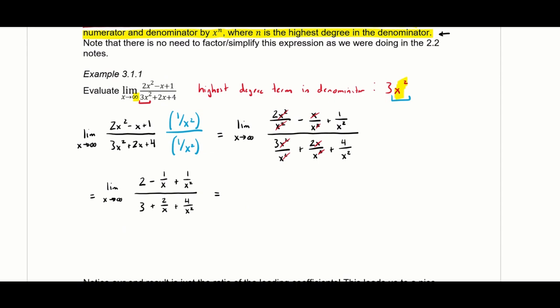The 2 and the 3 don't have an x in them, so they're not going to do anything. 1 over x, well, x is going to infinity, so this fraction is going to go to 0. 1 over x squared also goes to 0, because the 1 is being overwhelmed by that larger and larger denominator. 2 over x also goes to 0, and 4 over x squared also goes to 0 as x gets larger and larger. So what we're left with is just those leading terms, the 2 on the numerator and the 3 on the denominator. And that's going to be my limit, 2/3.